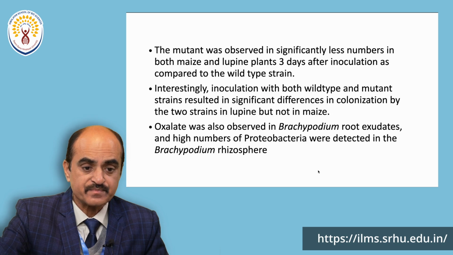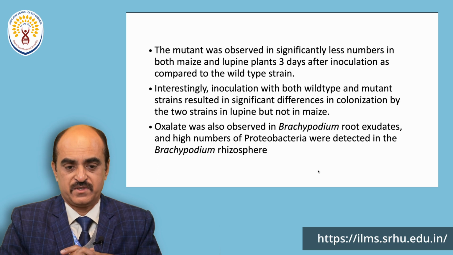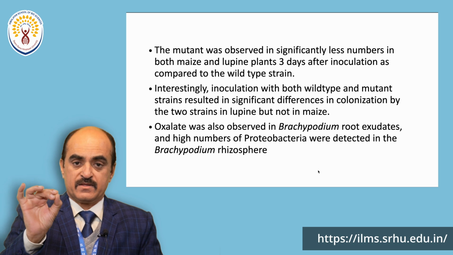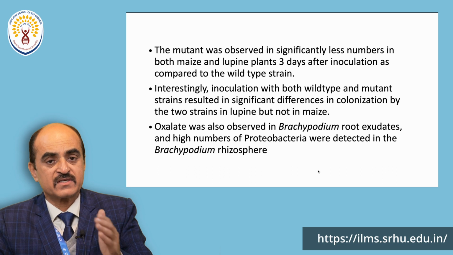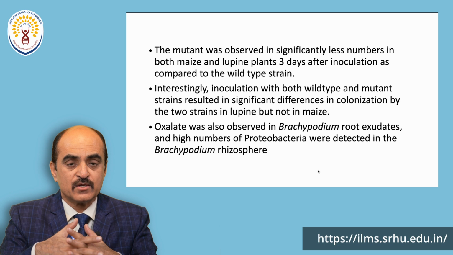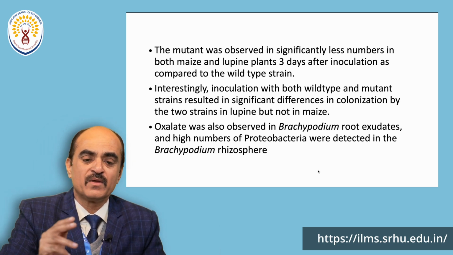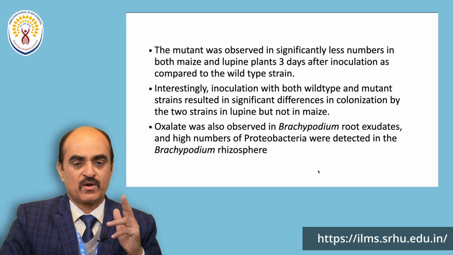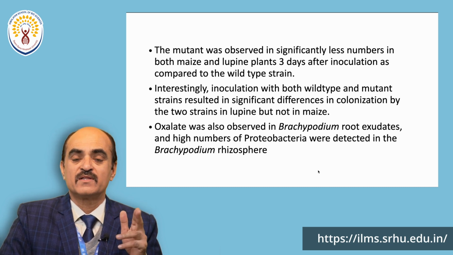Then what happens? Let's see. The mutant was observed in significantly lower numbers in both maize and lupine after 3 days of inoculation as compared to the wild type strain. It means the Burkholderia strain was not able to utilize oxalate, and we have discussed that oxalate is very important in communication or entry inside the plant. So, the bacteria was not able to utilize oxalate, and it was not able to make an entry, or inoculate the plant root. On the other hand, the wild type strain of Burkholderia, which was not a mutant, was able to utilize oxalate. It was able to inoculate the plant.